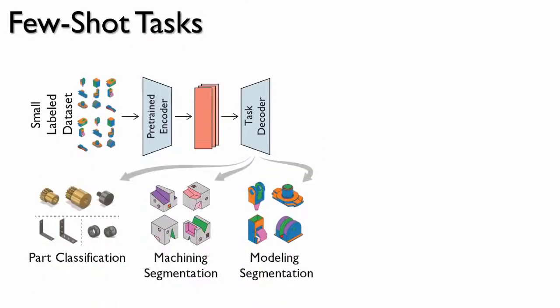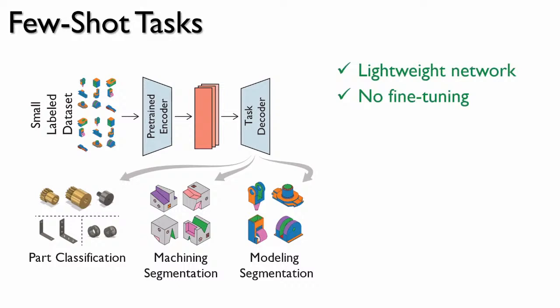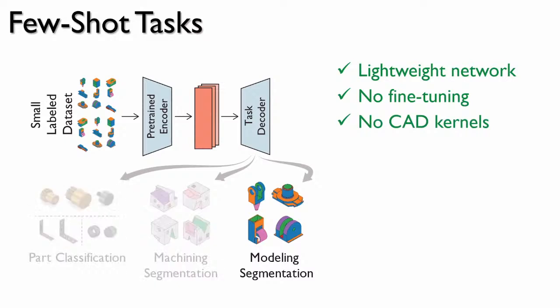Once we've trained the model to do that, we can then take those embeddings and create these really, really small task decoders for different tasks. We tested things on part classification, segmentation for machining, and segmentation for modeling. These are really, really small networks. We don't fine-tune our encodings at all. We don't have any CAD kernels in here. So you can train these networks in literally seconds. It's great. And on very small amounts of data.